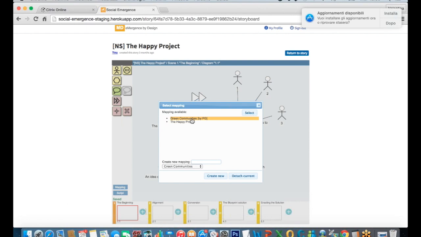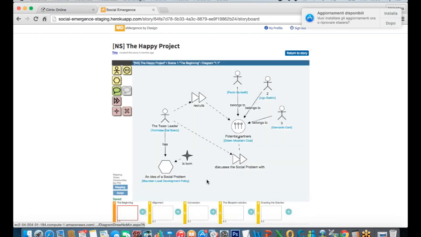We have one mapping available, that is the Green Communities project, according to the version of PG. It stands for Paolo Gorisatti, who was the project leader of the Green Communities project. And as you can see here, we tried to do this cross-checking. So the team leader had a name, which was Tommaso Dal Bosco.